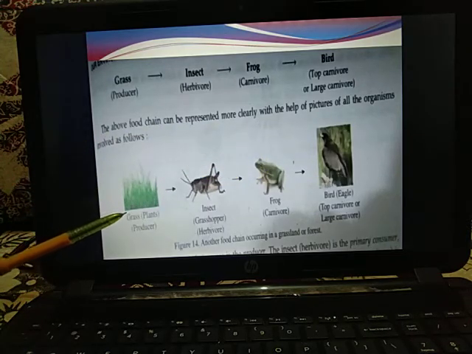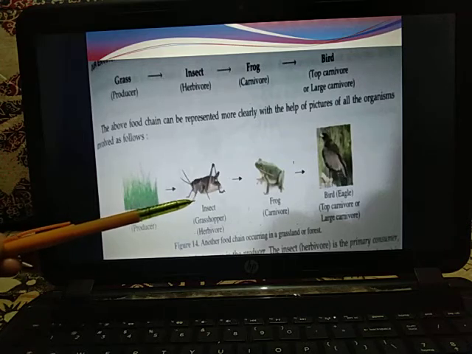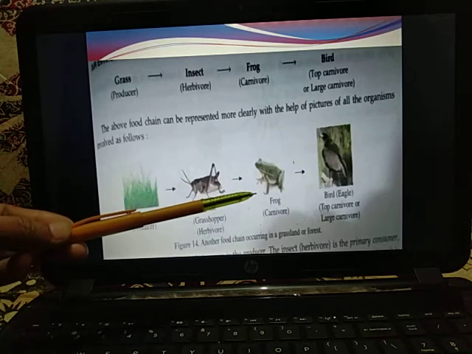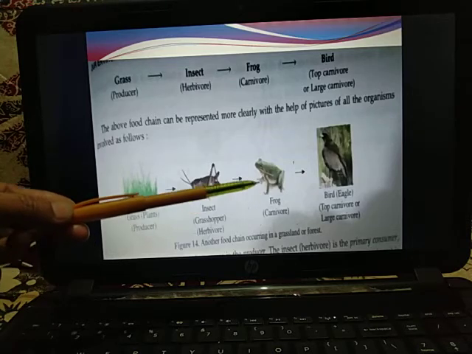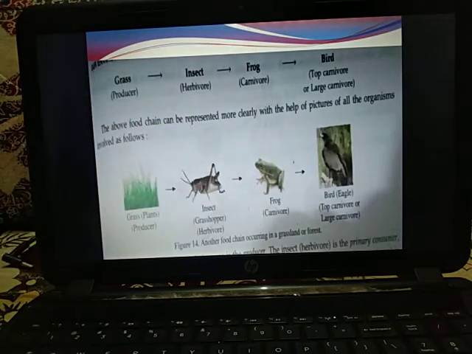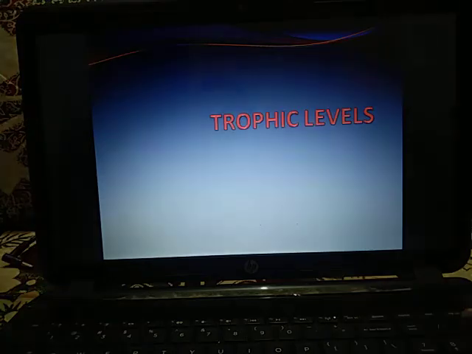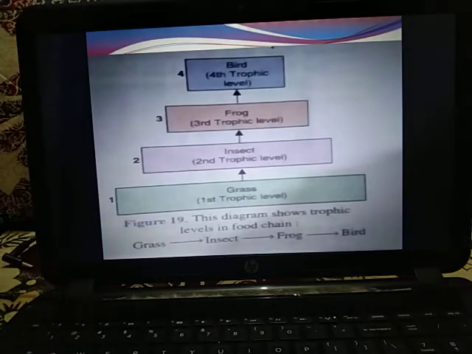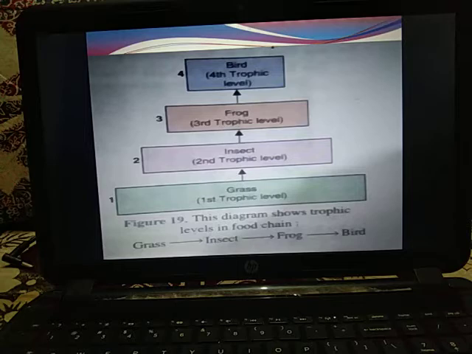So here it is the producer, this is the primary consumer, that is the herbivore, then the secondary consumer, that is the carnivore, and this is the tertiary consumer, or the top carnivore or large carnivore. We can arrange these organisms in levels, which are called trophic levels. They have a position in the food chain. Grass has the first trophic level, the insect has the second, the frog has the third, and the bird has the fourth trophic level.